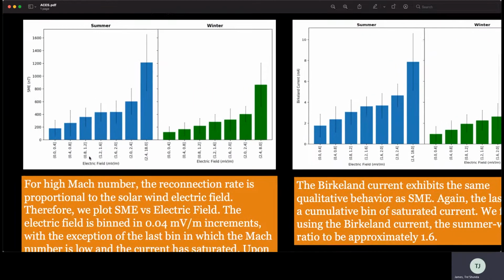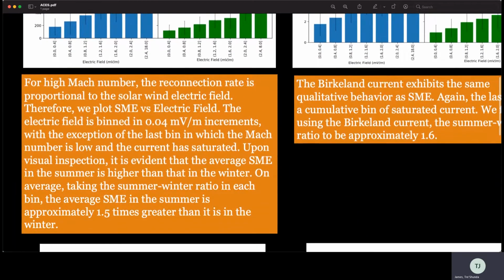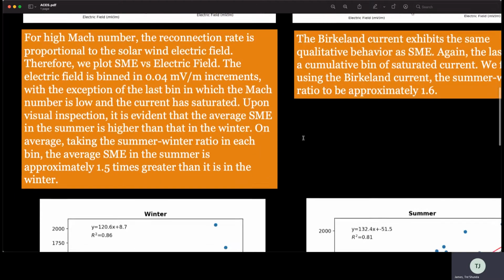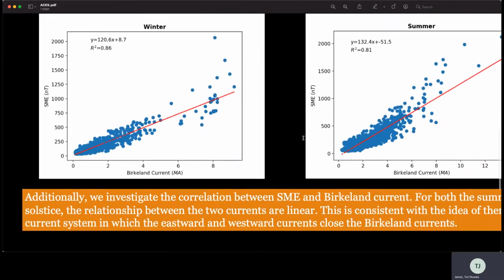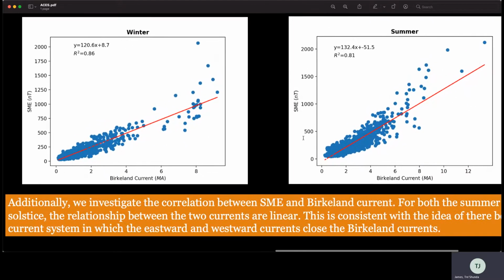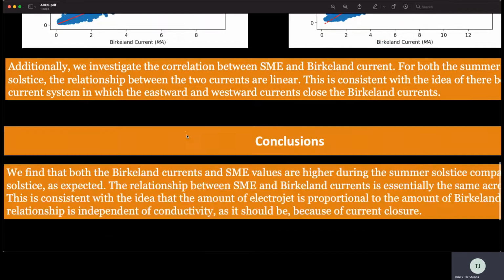So the ratio between summer and winter using the SME current we found to be approximately 1.5, and using the Birkeland current we found this ratio to be approximately 1.6. Additionally, we investigated the correlation between SME and Birkeland current for both summer and winter. So on the left we have the winter correlation between the two, and the summer correlation between the two is shown on the right. And here you can see that this relationship is linear in both scenarios. So it is linear in the winter as well as in the summer.